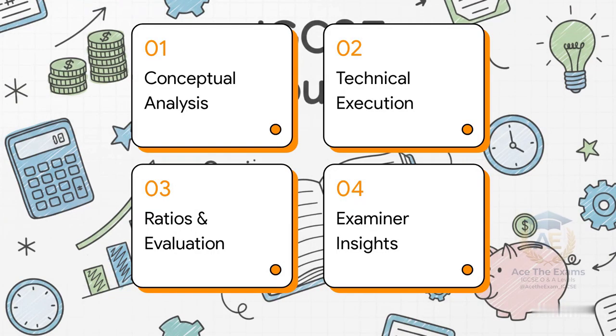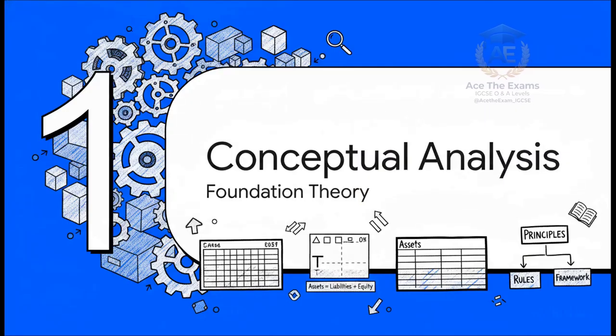Okay, let's jump straight into our A-star blueprint. Here is the agenda. We're covering conceptual analysis, technical execution, ratios and evaluation, and finally, examiner insights. Section 1, Deep Conceptual Analysis. We're kicking things off with a quick recap of the foundational theory that's totally mandated by the upcoming syllabus.